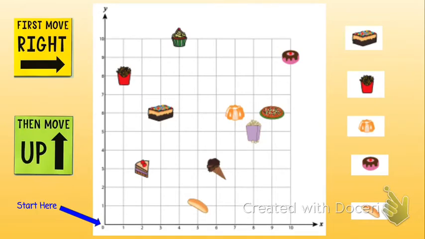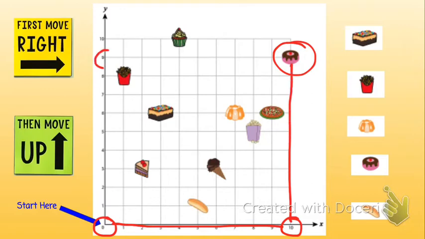Alright, let's take a look at the donut. So locate the donut. It's over here, so, again, starting at the origin, I go all the way over. I gotta go over 10, and I gotta go up 9. So it's 10, 9 for the donut. Again, I always write the X, how far I went to the right, first, and how high I go, how much I move up, second.